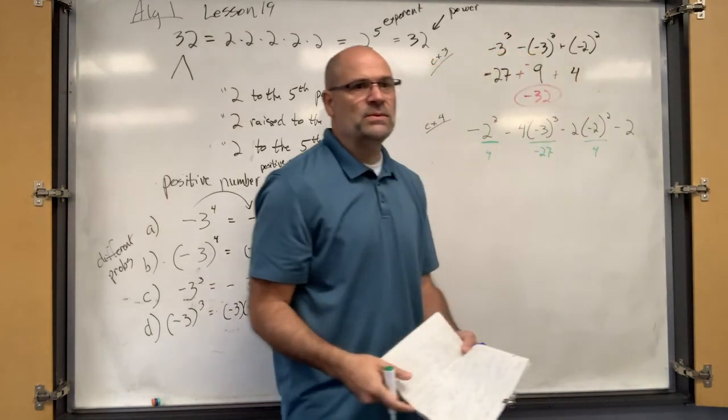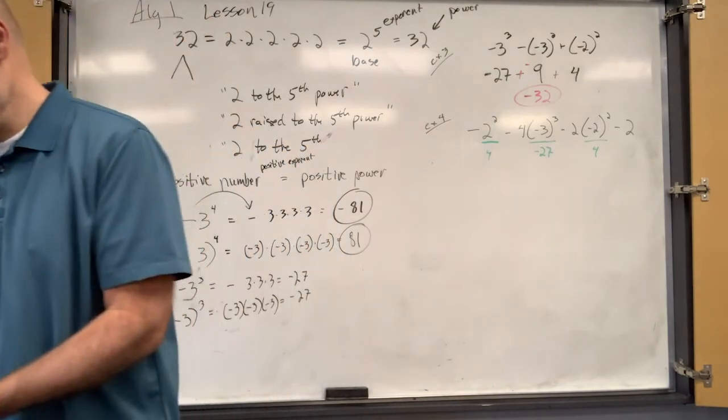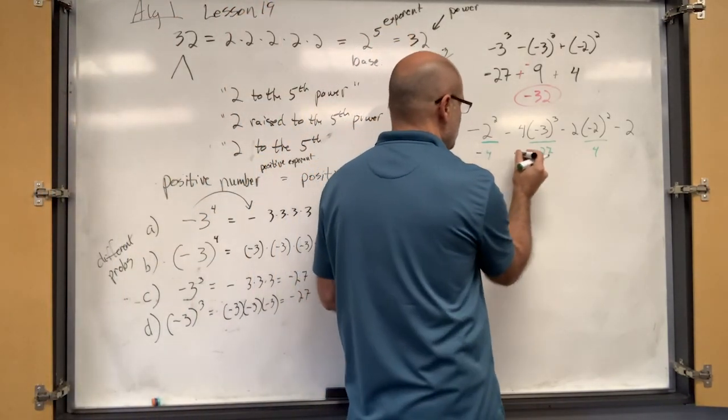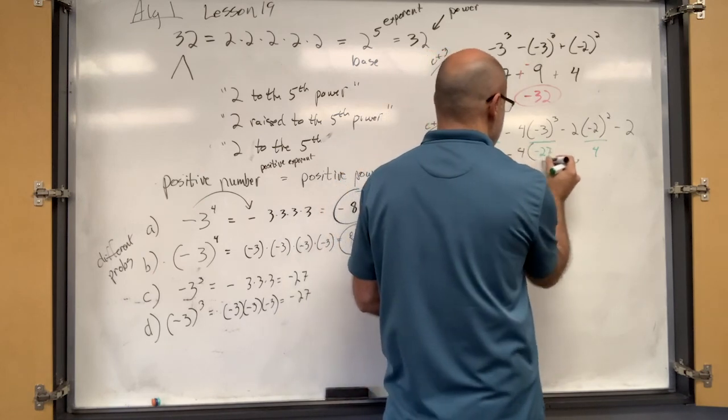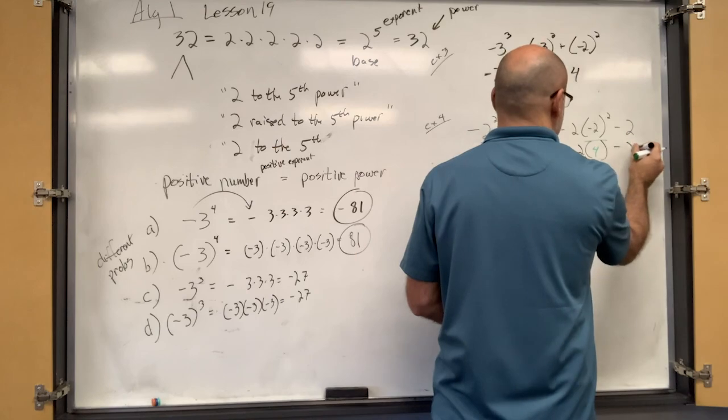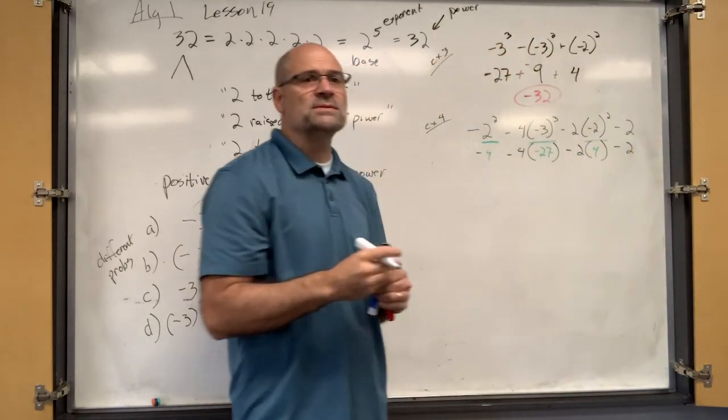Okay, so those are what we did first. Everything else I'm going to copy down. So the negative 4 times this, negative 2 times this, minus 2. So the only thing we did was the exponents.